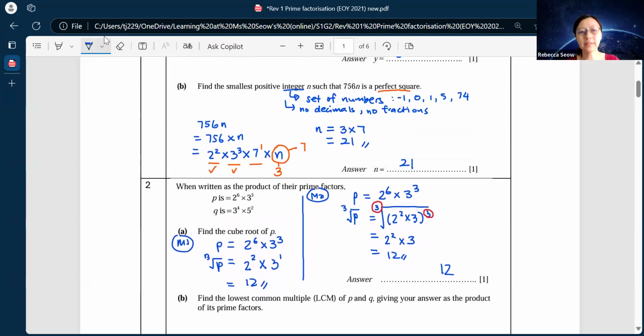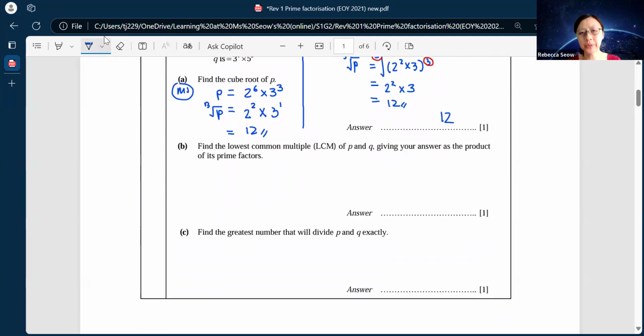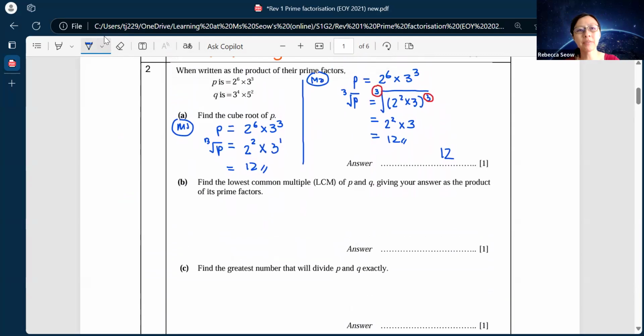Following that, find the LCM of p and q, giving our answer as the product of its prime factors. So in order to find the LCM of p and q, we have to put down all prime factors and choose the higher power of each. So what are the prime factors here? We have 2, 3, and 5. And the higher powers: 2 to the power of 6, 3 to the power of 4, 5 to the power of 2.